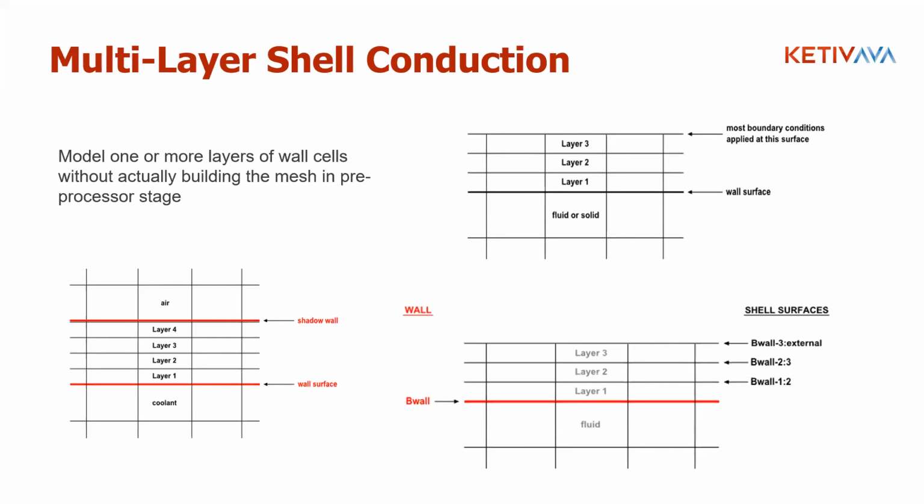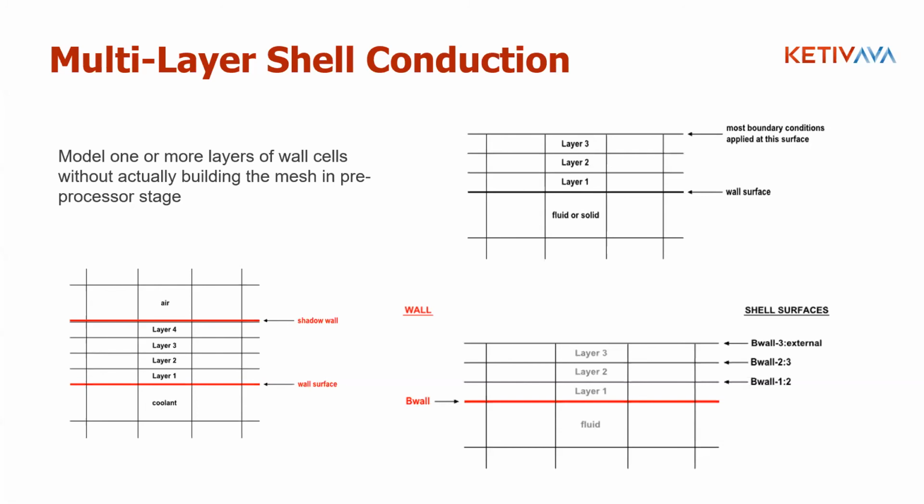The other way of modeling multi-layers in your physical domain is to use this capability called multi-layer shell conduction. What this basically allows you to do is, if you have a wall with 0 thickness, you can virtually add different layers of material over that wall without actually having to model those layers. So for example, you have a pipe that has an aluminum wall, but it also has a copper layer on top of that aluminum. Say the thickness of that copper layer is around 5 millimeters.